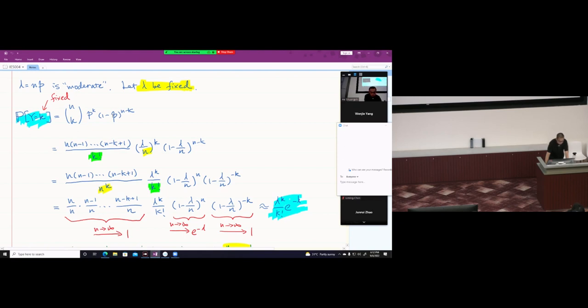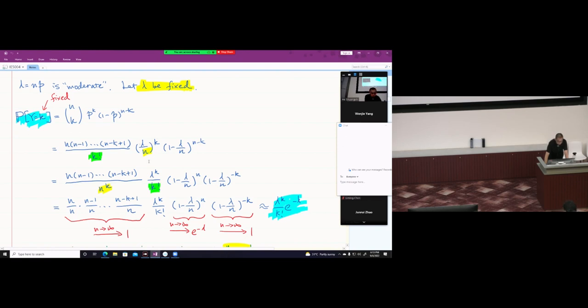And here, because we suppose this lambda is a moderate number, let's just fix this lambda. Because later we may let p be smaller and smaller and n be bigger and bigger, but we will fix this lambda. If we fix this lambda, then because both n and p will change, it will be more convenient for us to let just one of them change, right? So here we just use lambda over n to replace p. Recall that lambda is equal to n times p, so p is equal to lambda over n, right?